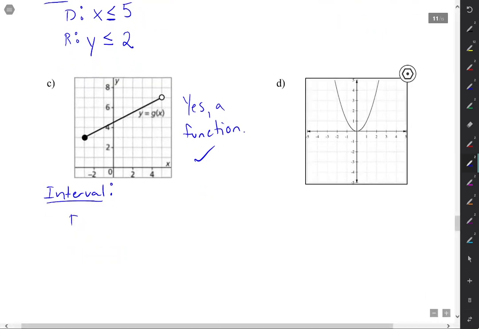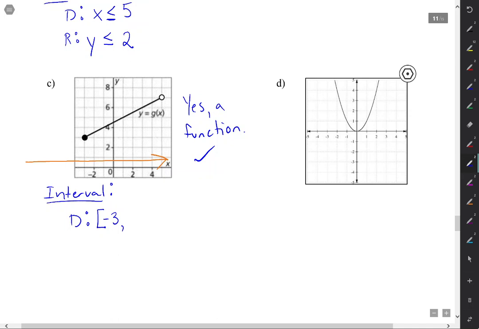So domain. Remember, domain is all the x values. So let's start off. What is the lowest x value we see? Your eyes are going to scan the graph from left to right. The first time we see the graph, it would be right here, and that x value is -3. Does it include that value? Yes, it does, because it's a closed circle. So I'm going to put a square bracket, and I'm going to put -3.